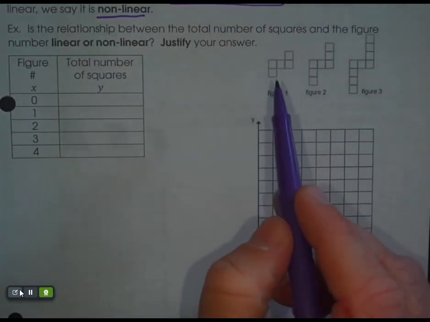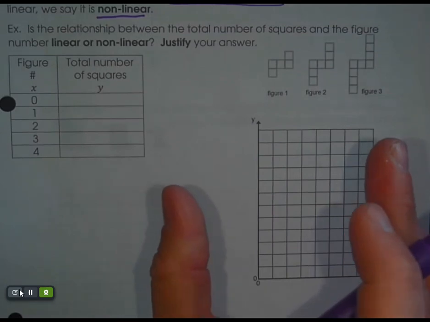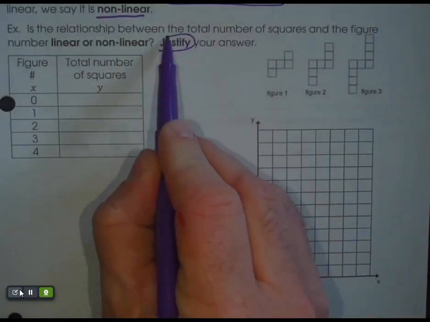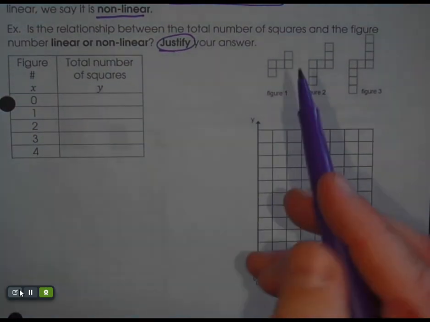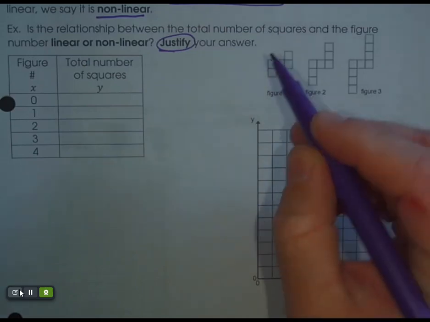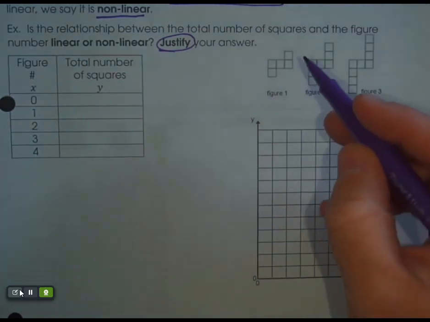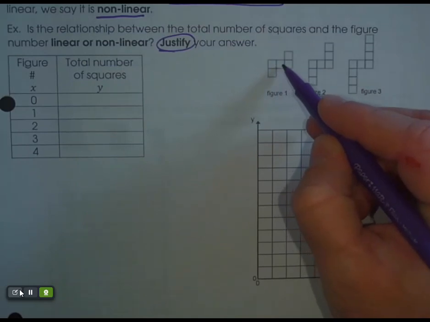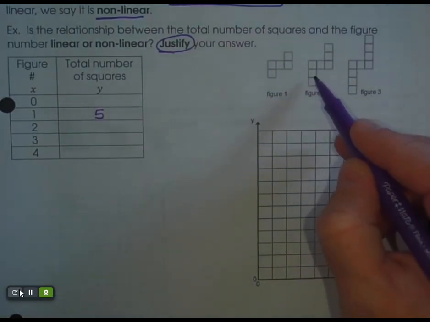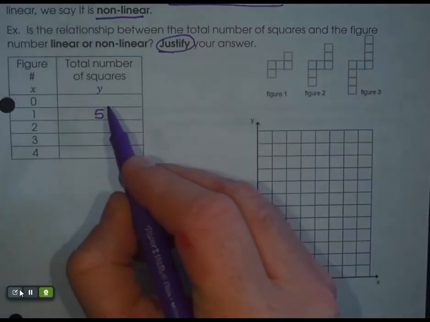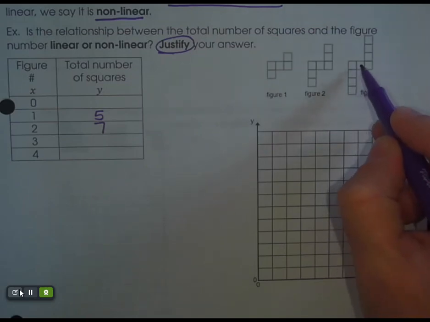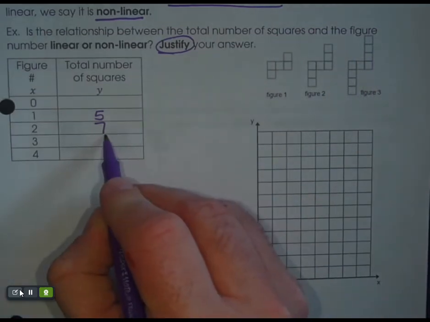And we're going to be able to look at this, and some people can say, by looking at that, the hard part is, how do we justify that thinking? So we look at our shape here, we look at counting how many squares we have, and it's related to the figure numbers. So figure 1, there's 1, 2, 3, 4, 5. We look at figure 2, there's 1, 2, 3, 4, 5, 6, 7. And we look at 3, 1, 2, 3, 4, 5, 6, 7, 8, 9.